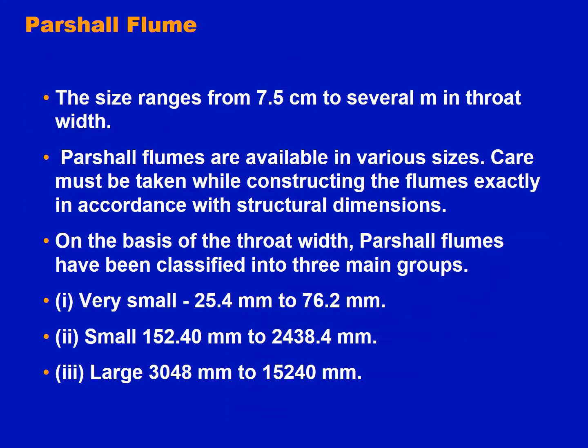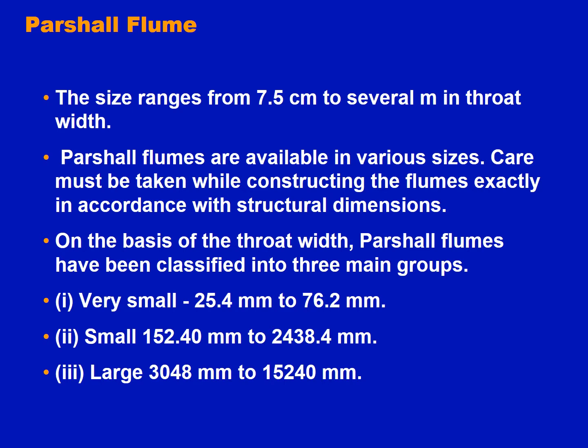So the size ranges from 7.5 centimeter to several meter in throat width. In short, suppose we want to buy a tractor, how can we specify it? We can specify a tractor by HP, that I want to buy a 25 horsepower tractor, or a 40 HP tractor. Similarly, a Parshall flume is specified by the size of the throat, that means the diameter of the throat.